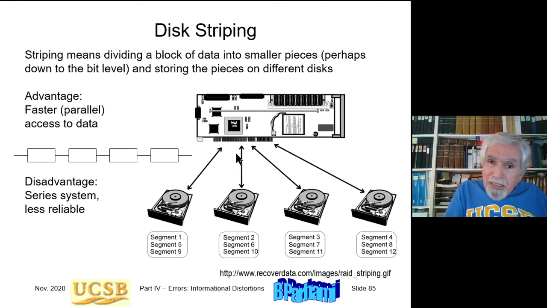This allows you to access the data at 4 times the throughput of a single disk. In other words, you can access 4 pieces of data at once, therefore the throughput increases. Unfortunately, this is a series system. In other words, if you lose one of these disks, which contain a part of data from every file, then all the files basically become corrupt, and you can't reconstruct the data. So this is a series system. It increases the throughput, but it decreases the reliability substantially.